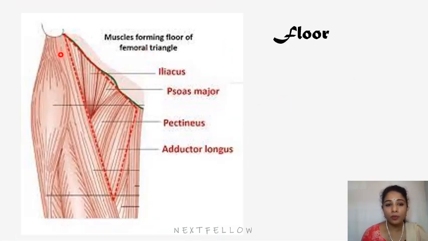Next, talking about its floor. The floor from lateral to medial side is formed by the iliacus, psoas major, pectineus. Adductor longus, as I said, gets twisted. So part of the adductor longus also forms the floor along with its boundaries. Medially it is formed by the adductor longus, and part of the adductor longus gets merged with the floor. So the floor is formed by iliacus, psoas major, pectineus and adductor longus.